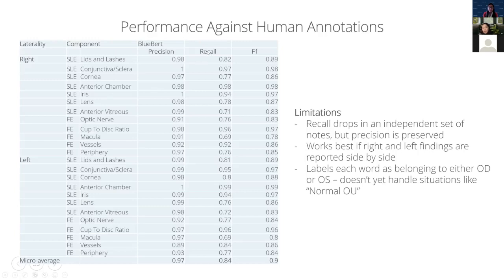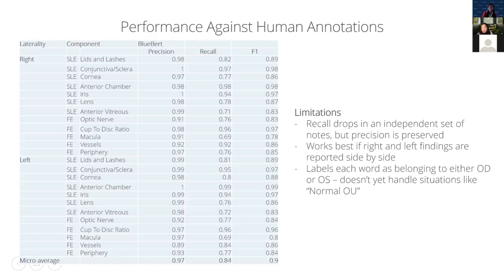Recall, or sensitivity, is more variable. It depends on which part of the eye exam we're looking at, varying between 0.7-ish up to close to 1. That means that it doesn't always pick up every word that belongs to that particular category. And there are a few limitations. If you use a totally independent set of notes, the recall drops, but the precision is still pretty good.